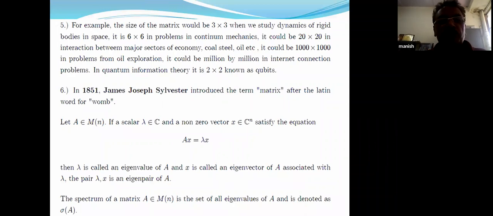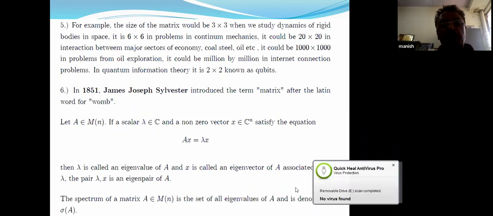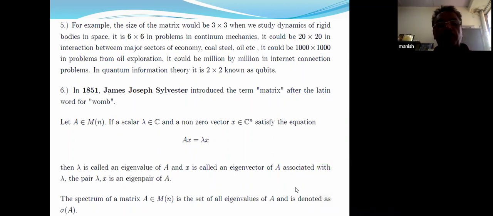For example, the size of the matrix is 3 by 3 when we study dynamics of rigid bodies. It is 6 by 6 in continuum mechanics. And it is around 20 by 20 in some problems related to economics. And it could also be 1000 by 1000 in oil exploration problems. It could be a million by million also in internet connection problems. In quantum information theory, 2 by 2 matrices are also important, known as qubits. So the order of all matrices is of importance.